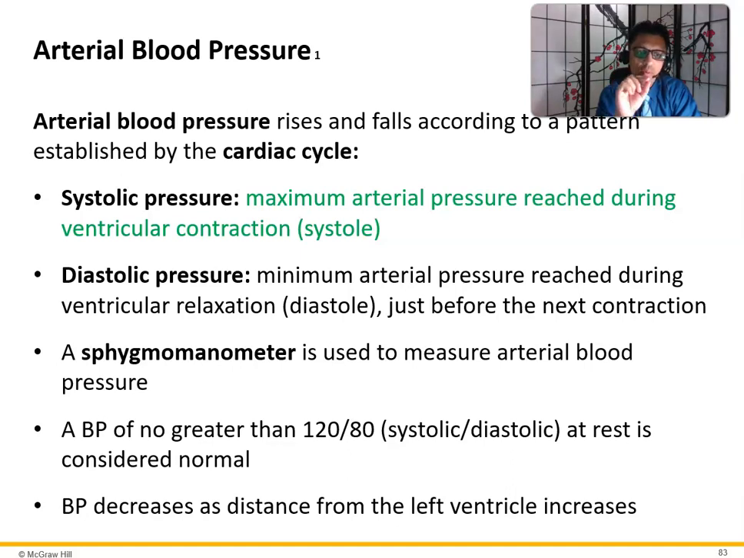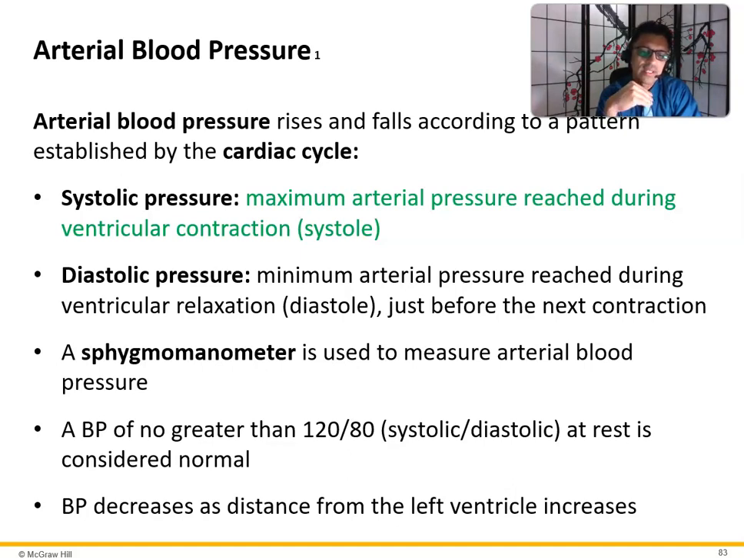A sphygmomanometer, it's hard to say, sphygmomanometer is used to measure arterial blood pressure. A BP of no greater than 120 over 80, so really we want it to be 119 over 79, systolic and diastolic at rest, is considered normal.